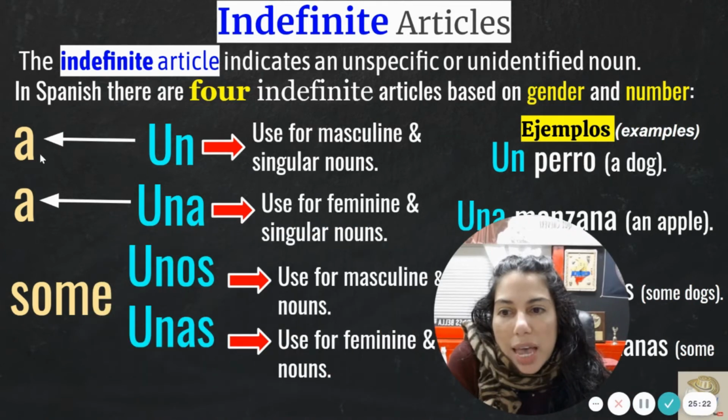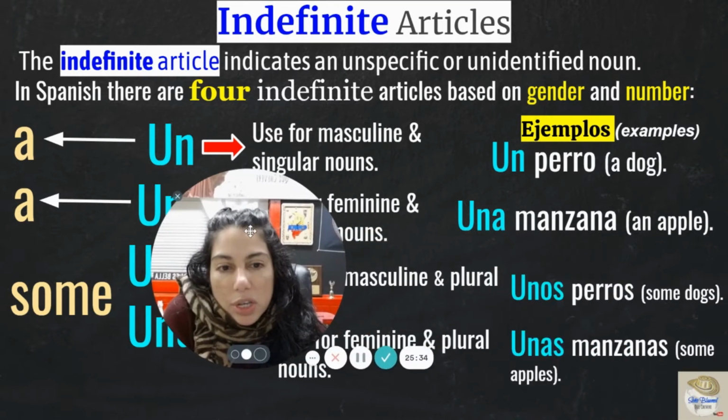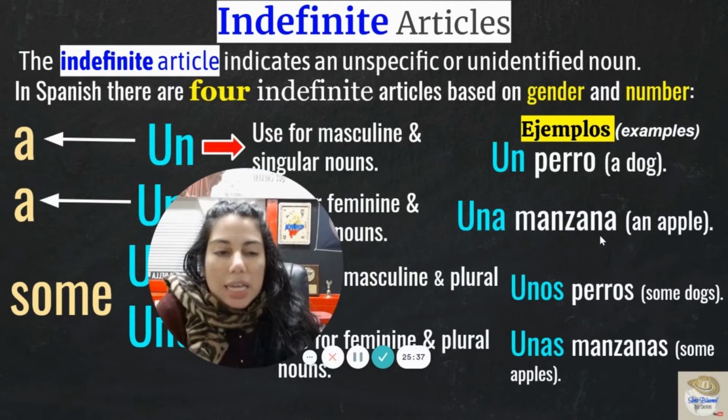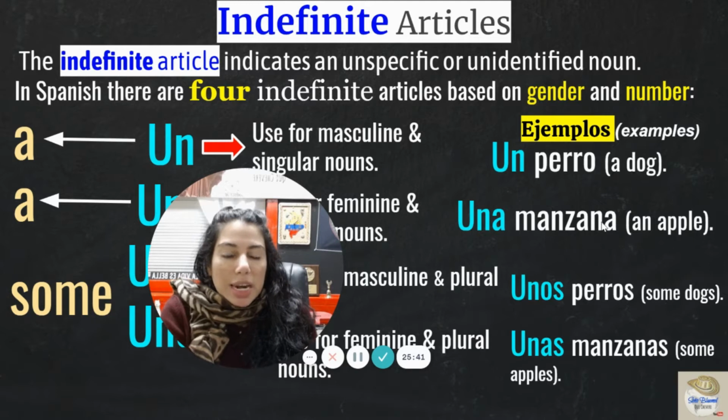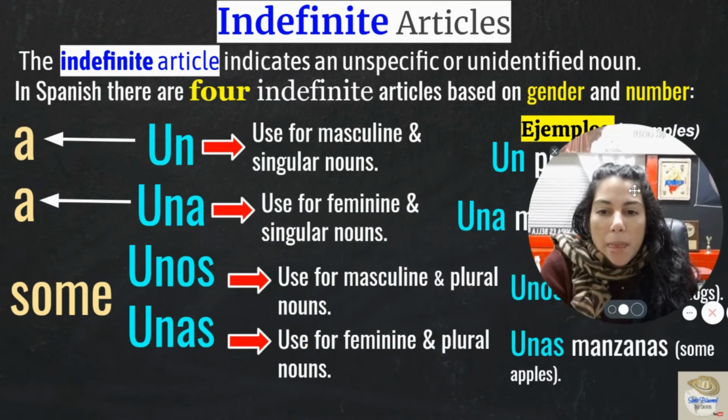So use un, which in English will be a, for masculine and singular nouns. Use una, which also means a in English, for feminine and singular nouns. So again, manzana is an apple, so I would have to say una manzana instead of un manzana because it ends in a, so it is feminine.